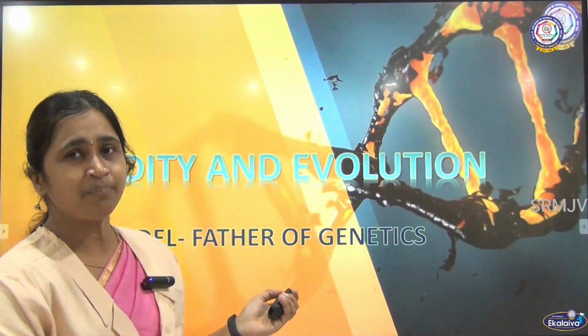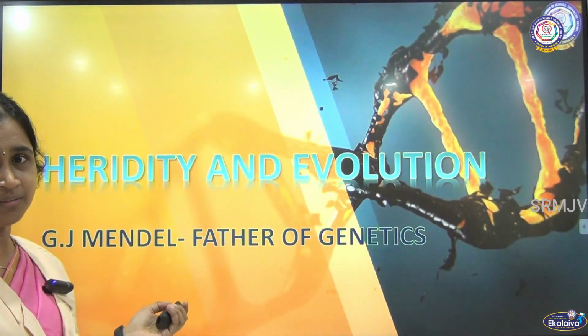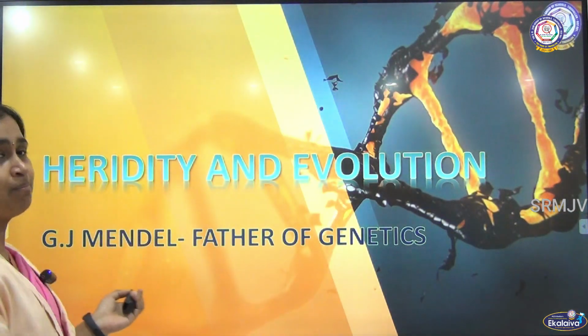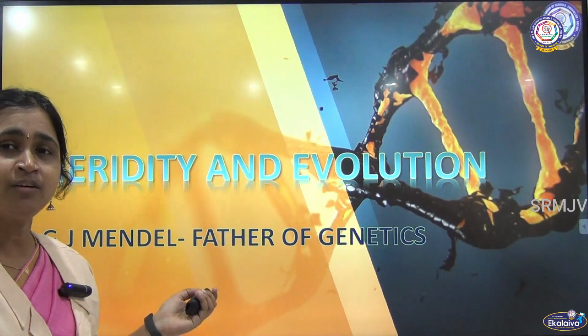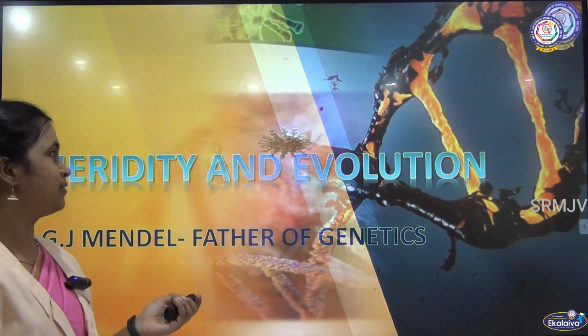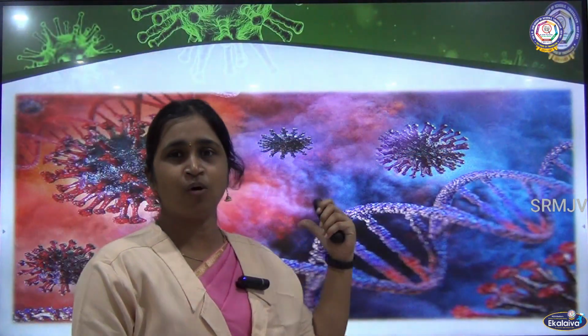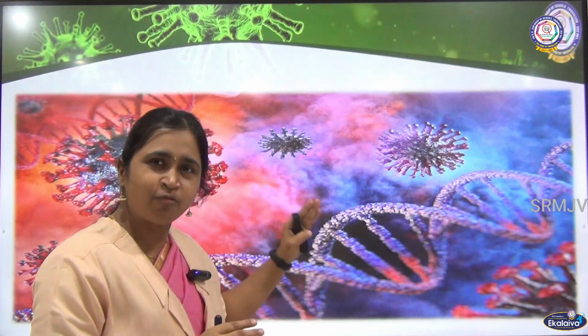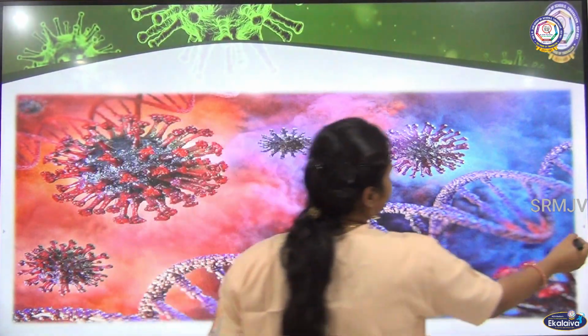We'll see the lesson name, it's Heredity and Evolution. Mr. G.J. Mendel, we call him the father of genetics. Yeah, the picture is on here. Check the picture. I think it's ruling the world, this is called a virus. And you all know the name of this virus, coronavirus or COVID-19. So what happened? It is a type of virus which you call a SARS virus.